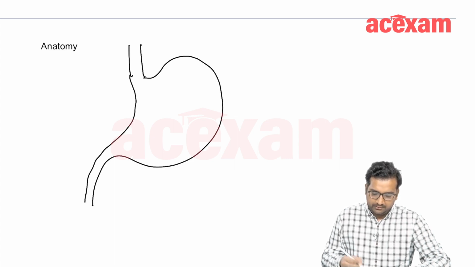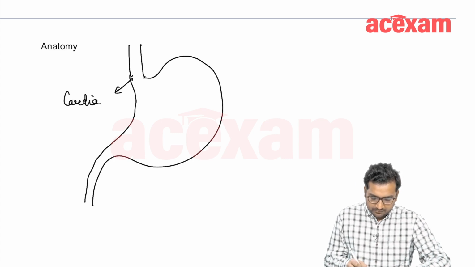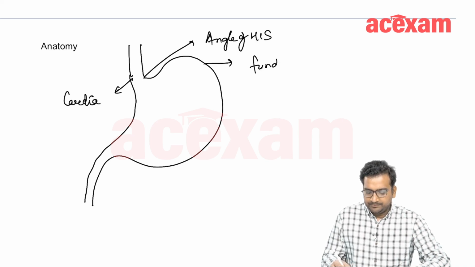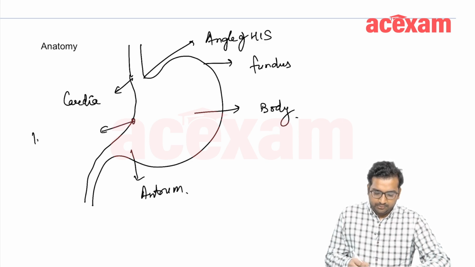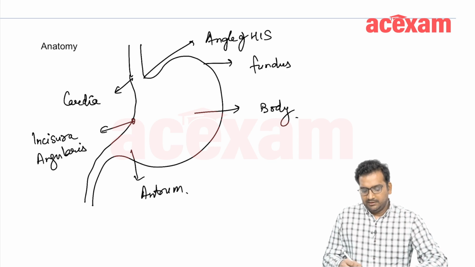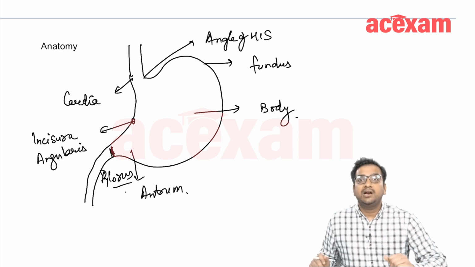Okay. So in stomach, this is cardia. This is angle of His. This is fundus. This is body. Here we have antrum. And this angle is incisura angularis. Okay. And here we are having pylorus. This is regarding the anatomy.